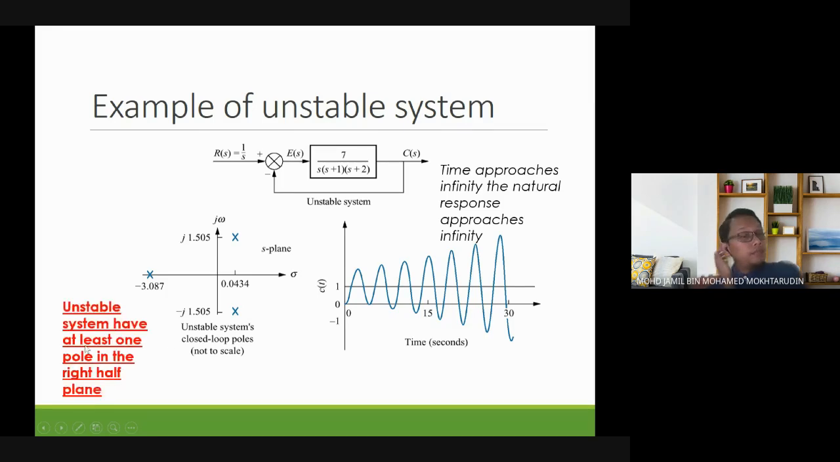So we can conclude that for an unstable system, at least one of the poles is in the right half plane. Like in this figure here, we have two poles on the right-hand side of the S-plane, so the system is unstable. A stable system has all of its poles on the left-hand side of the S-plane, while for an unstable system, at least one pole is on the right-hand side.